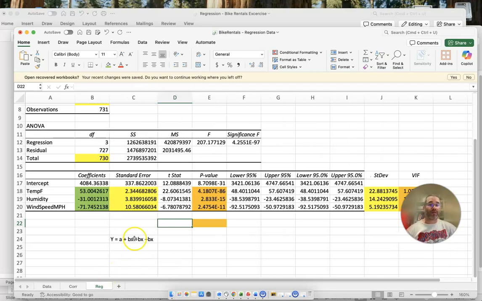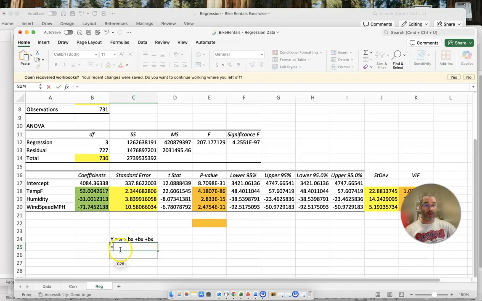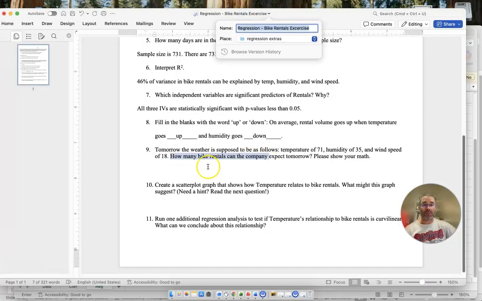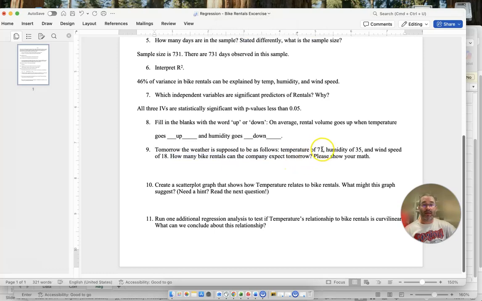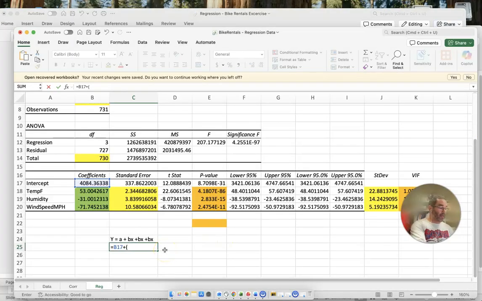So we're solving for y, so what we need is everything after this equal sign here. So a is always the intercept, and so let's select that, right, our intercept coefficient. We're going to now add in b times x. Okay, and so what that means is we know that tomorrow the temperature is supposed to be 71 degrees. Okay, so we're going to take that 71 and we're going to multiply it by our temperature coefficient.